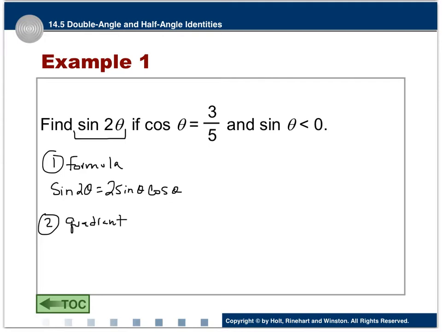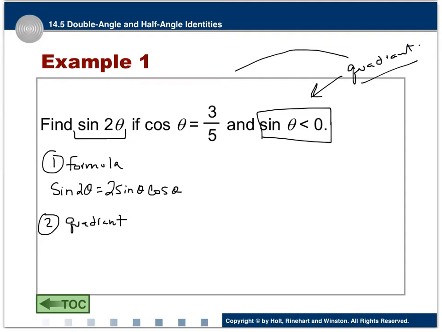In this example, this piece right here is going to tell me my quadrant, in conjunction with this piece. So cosine's positive and sine is negative. So where is cosine positive and sine negative? That would be in the fourth quadrant.